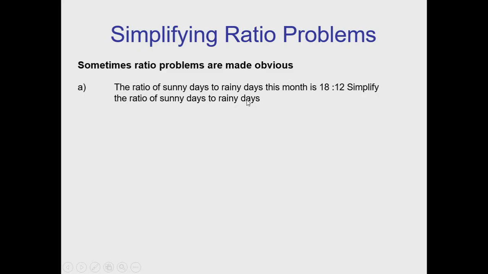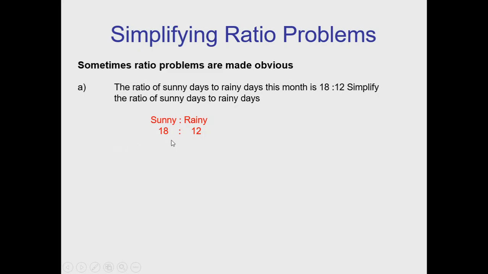Let's start by writing the ratio in words. So, looking at the question, sunny days came before rainy days in the wording, so that belongs with the 18 to the 12 respectively in the ratios. When you see respectively in a question, that means in that same order. So I've got 18 sunny days to every 12 rainy days.